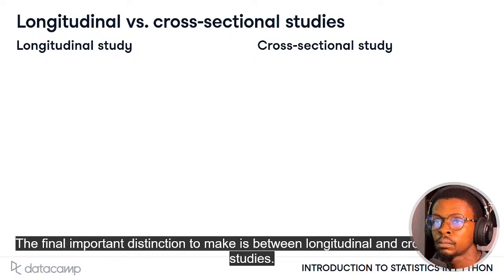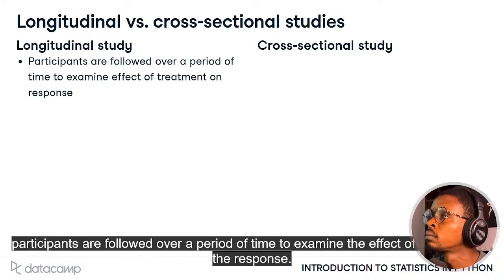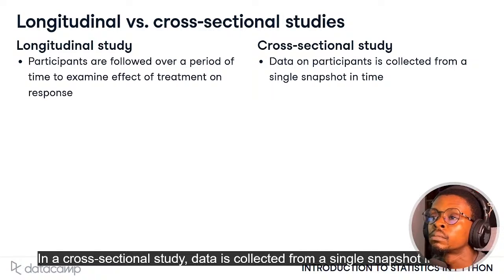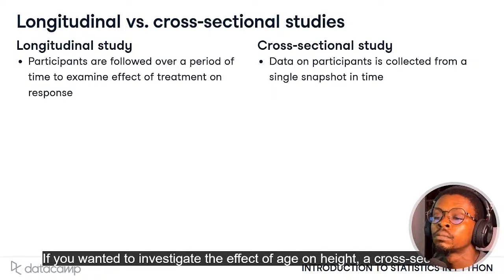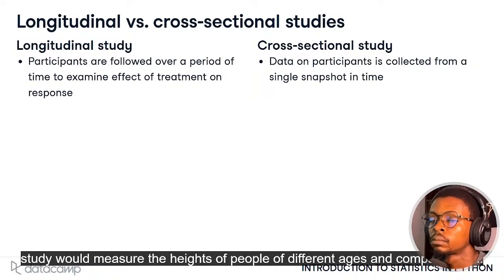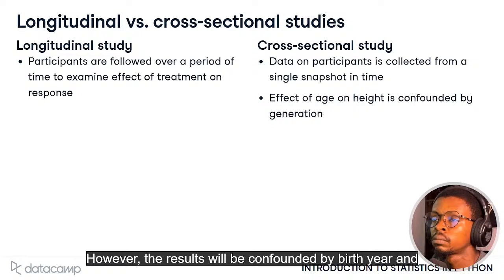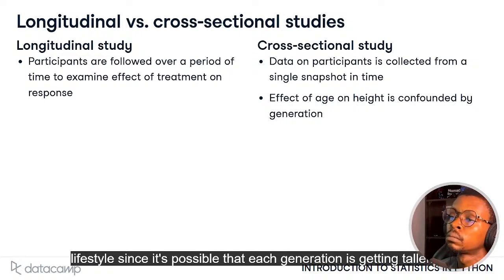The final important distinction to make is between longitudinal and cross-sectional studies. In a longitudinal study, the same participants are followed over a period of time to examine the effect of treatment on the response. In a cross-sectional study, data is collected from a single snapshot in time. If you wanted to investigate the effect of age on height, a cross-sectional study would measure the heights of people of different ages and compare them. However, the results will be confounded by birth year and lifestyle, since it's possible that each generation is getting taller.